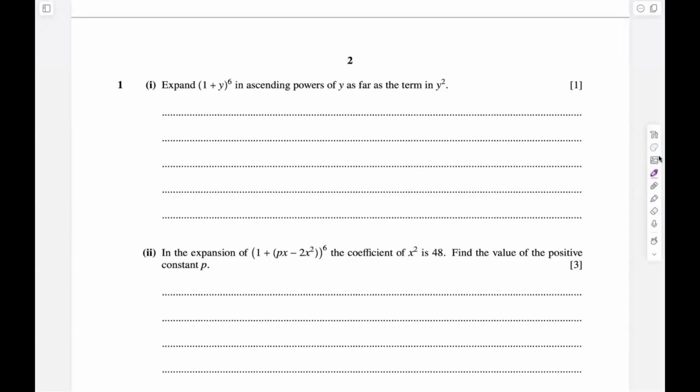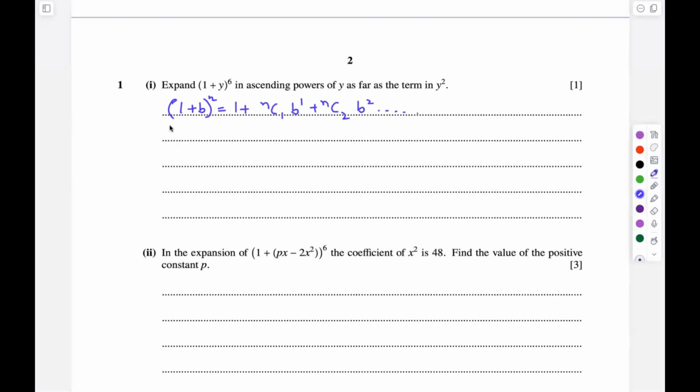In question 1, part 1, we have to expand (1 + y)^6 in ascending powers of y as far as the term in y squared. So in the first step, we know that the formula for an expansion of (1 + b)^n is 1 + nC1 b to the power 1 + nC2 b to the power 2 and so on.